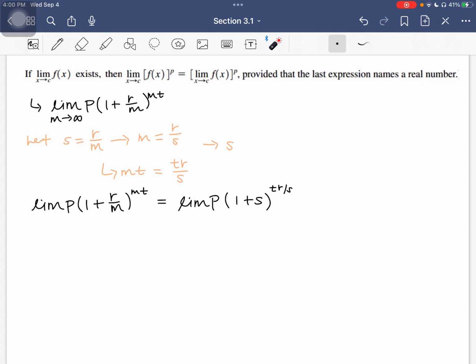our value for S here is actually going to approach 0 for bigger and bigger values of M. So in other words, as M goes to infinity, so as M gets bigger and bigger, our S value is going to get closer and closer to 0. So S is going to approach 0 as M approaches infinity. So here we're looking at the limit of this guy as M approaches infinity. And rewriting this, we're going to look at the limit of this guy as S approaches 0.